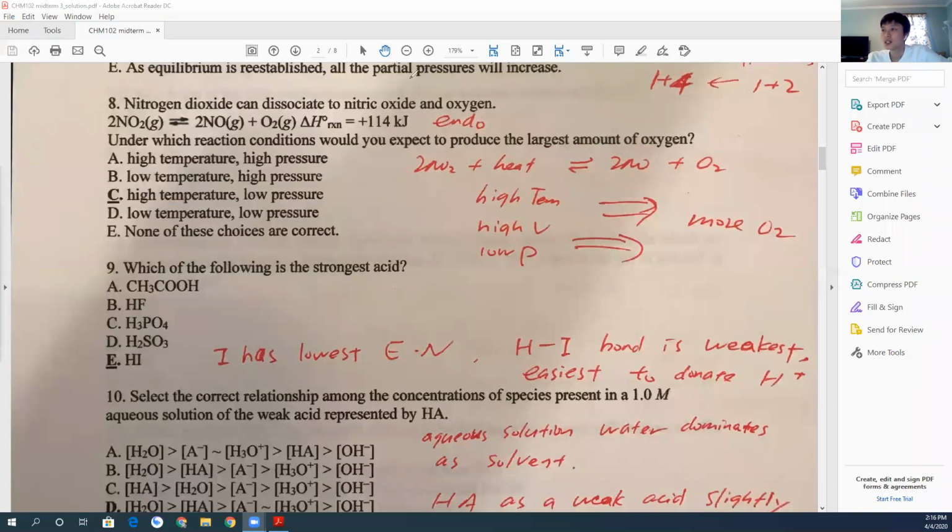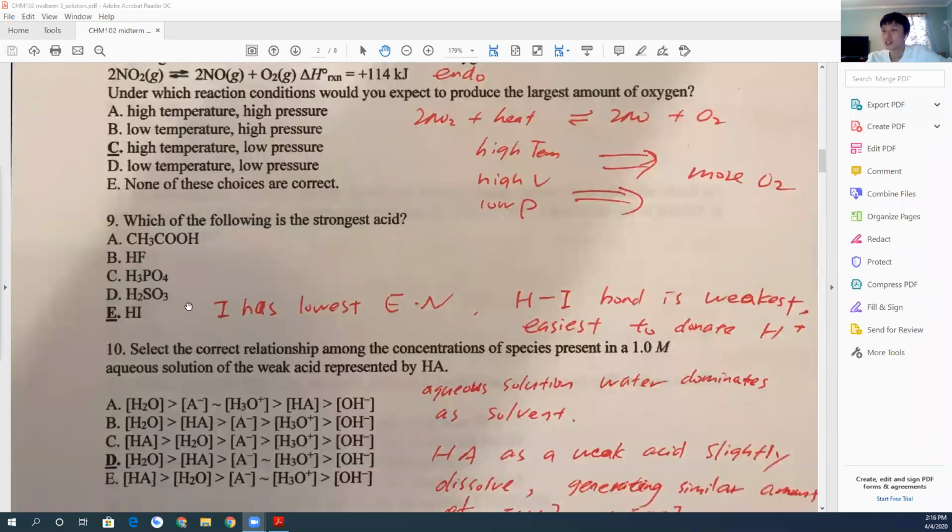Number 9 asks which is the strongest acid. Strongest acid means that the proton is the easiest to be donated, so you want the hydrogen-nonmetal bond to be very weak.